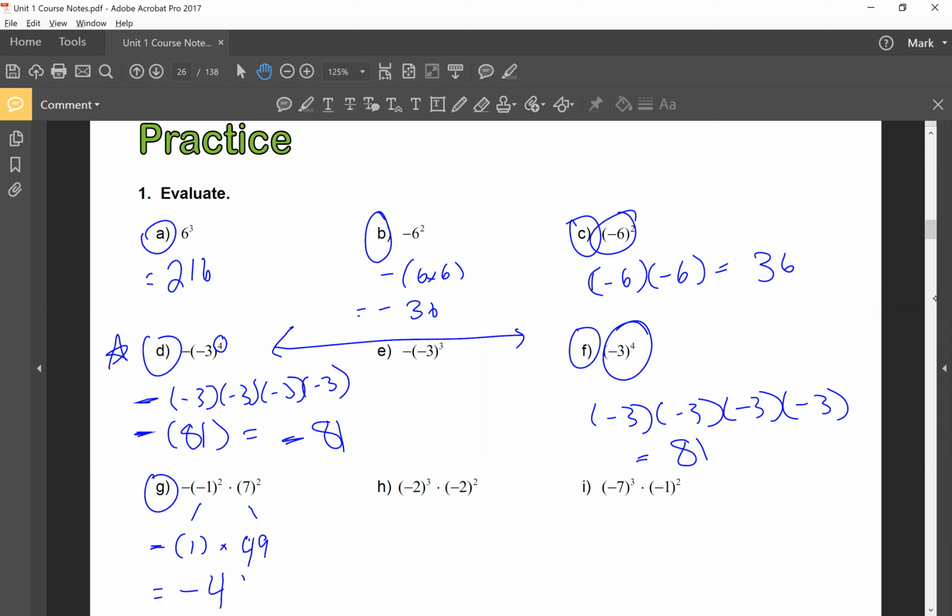So G should be -49. Again, you guys can do this on your calculators. I already did H, and I didn't ask you to do this, but somebody in the chat did. So (-7)^3 would equal -343, and I'm going to multiply that by this, which is a 1. So I get my answer. Cool. Does anybody have any questions before I move on?